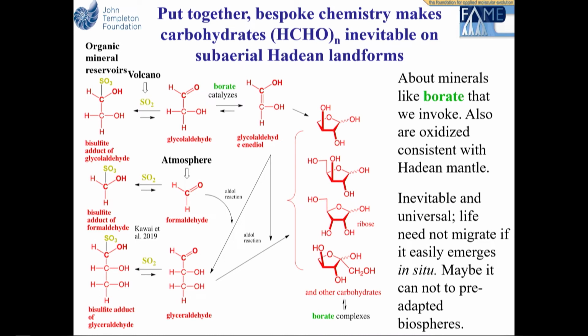So we can put together this so-called bespoke chemistry that makes carbohydrates, which are (CH2O)n, as inevitable. And what you're actually seeing here is the interaction between formaldehyde and sulfur dioxide in the middle of the left, and then you're seeing the interaction of glycolaldehyde, which also forms an adduct with sulfur dioxide to become a stable reservoir.